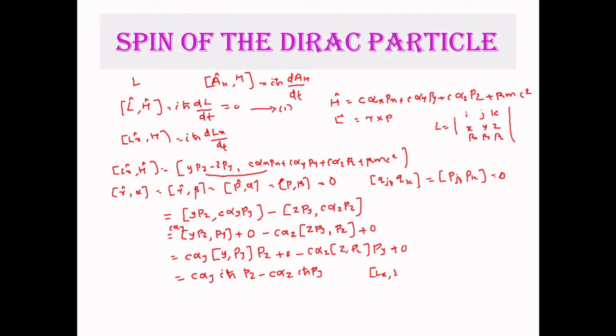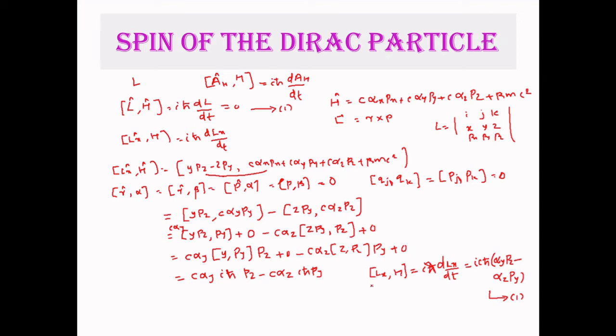[L_x, H] equal to iħ dL_x/dt, its value is iħ (alpha_y p_z minus alpha_z p_y). Let it be equation number 1.